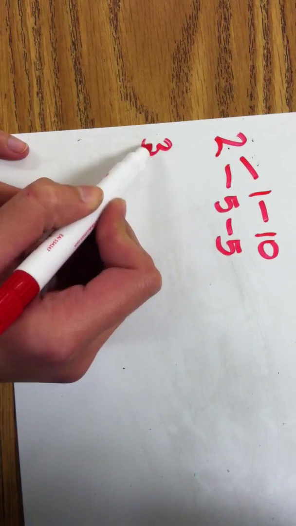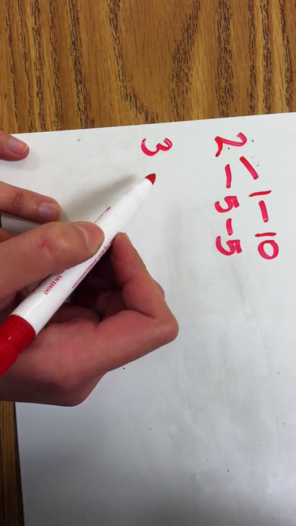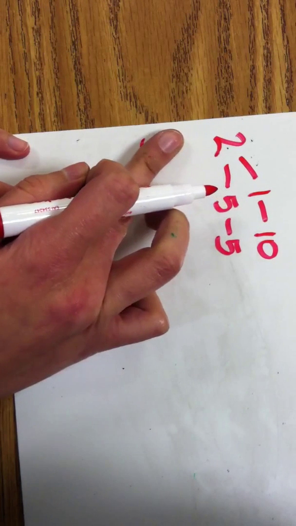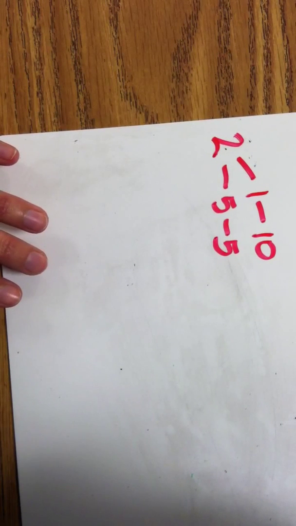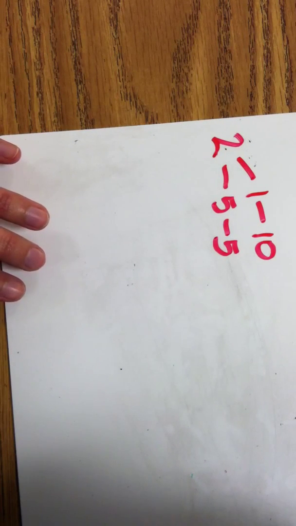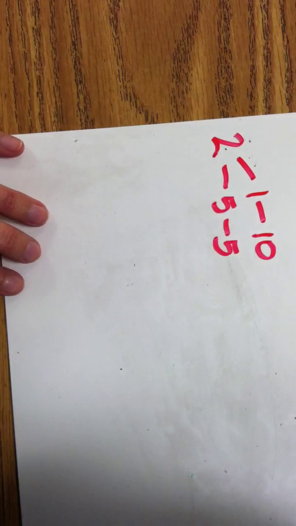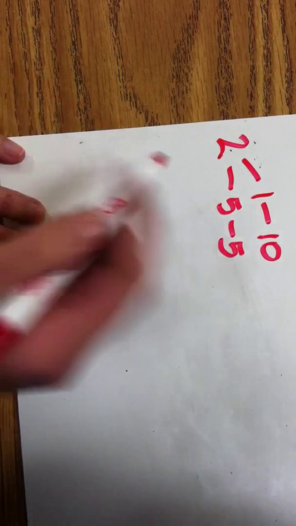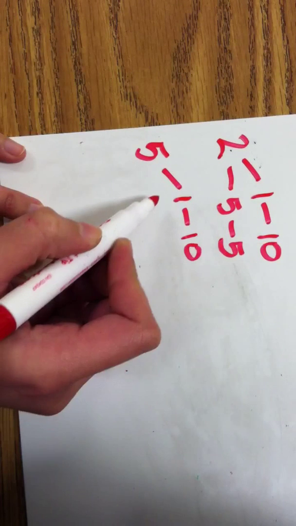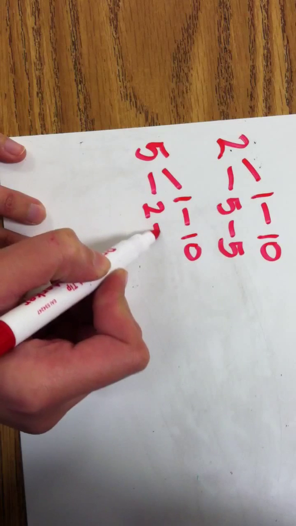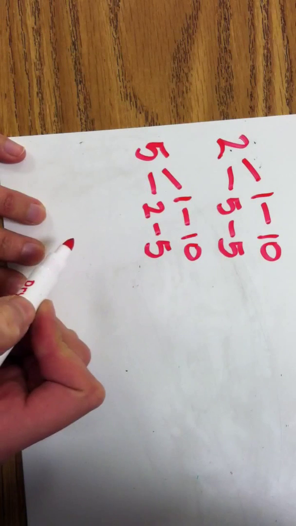If a was 3, we can't because 3 doesn't divide 50 evenly. So a can't be 3 because we want all of them to be integers, no fractions or decimals. So the next integer that a could be is 5. We can have 5 times 1 times 10, or 5 times 2 times 5.